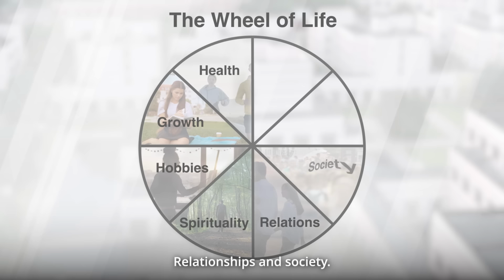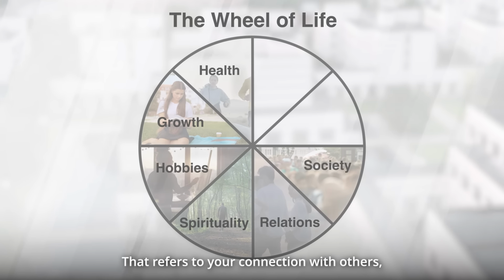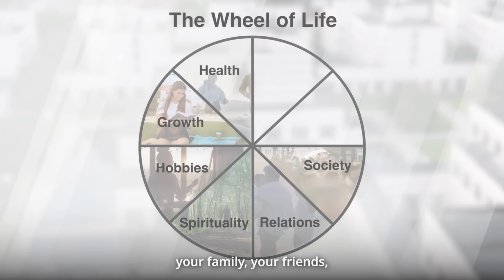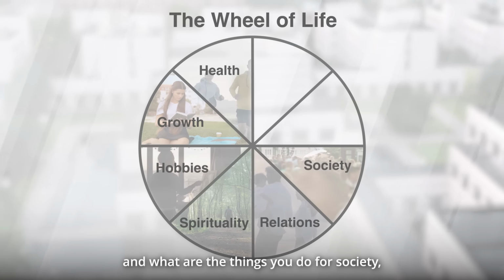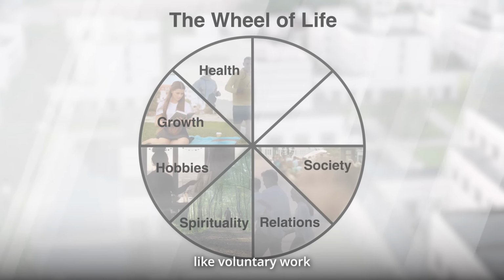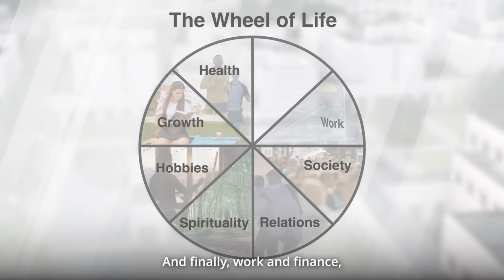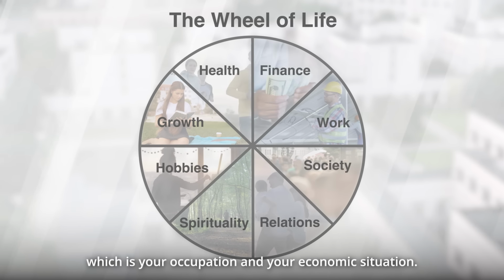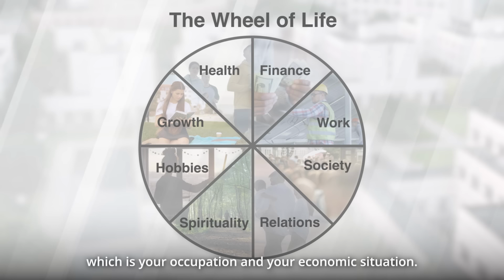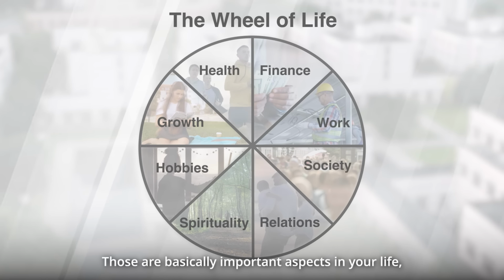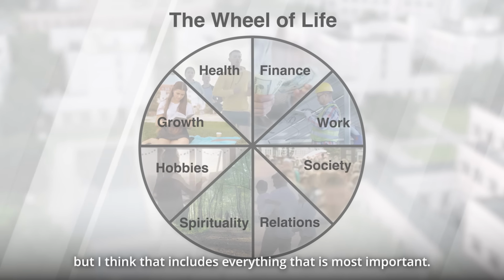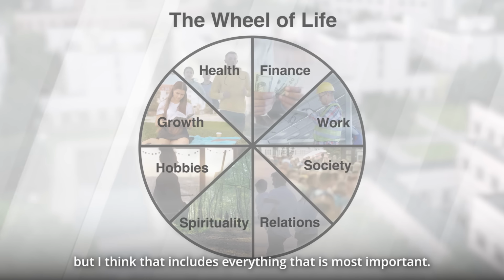Relationships and society, that refers to your connection with others, your family, your friends, and what are the things you do for society, like voluntary work or charity. And finally, work and finance, which is your occupation and your economic situation. Those are basically important aspects in your life, but I think that includes everything that is most important.